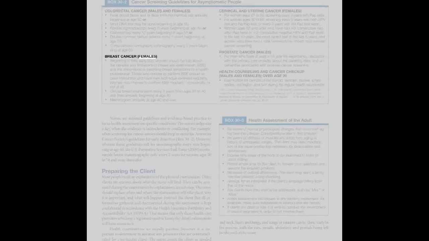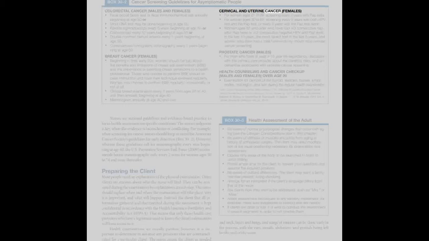Breast cancer, females, beginning in their early 20s, women should be told about the benefits and limitations of breast self-examination, BSE, and the importance of reporting breast symptoms to a health professional. Those who choose to perform BSE should receive instruction and have their technique reviewed regularly. Women may choose to perform BSE regularly, occasionally, or not at all. Clinical breast examination every 3 years from ages 20 to 40, and then annually beginning at age 40. Mammogram annually at age 40 and over.